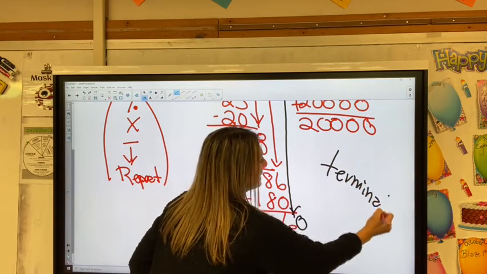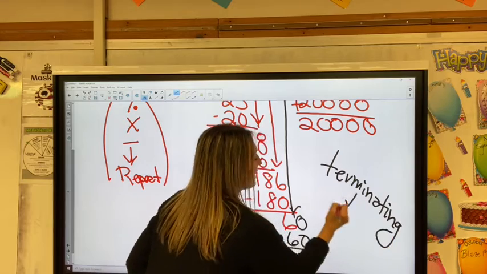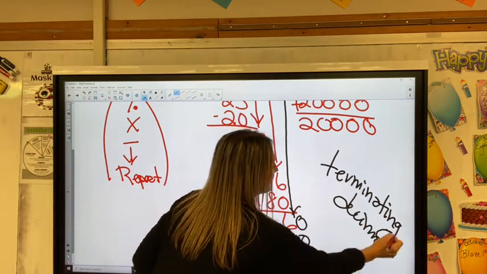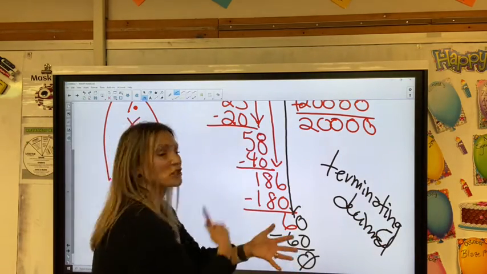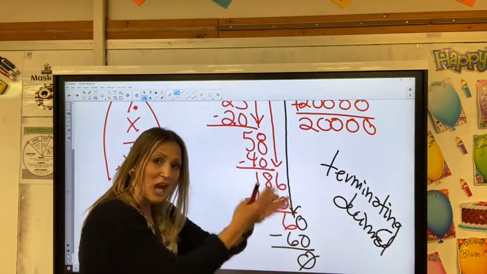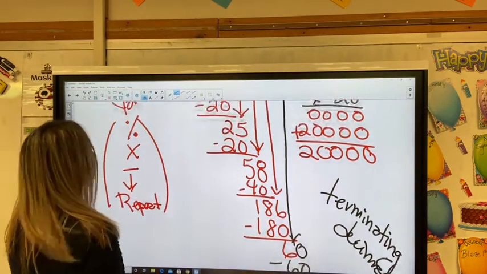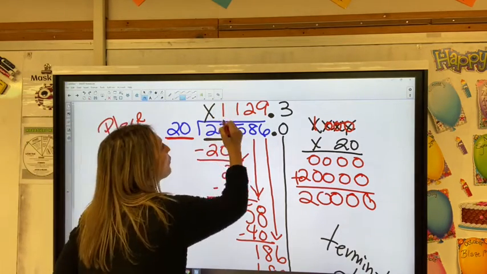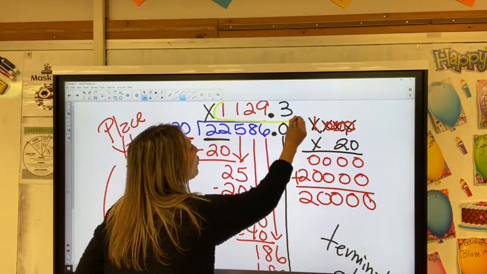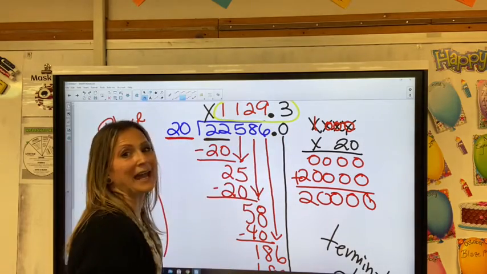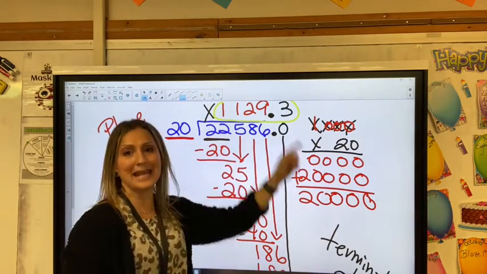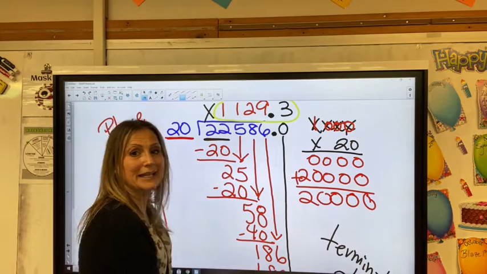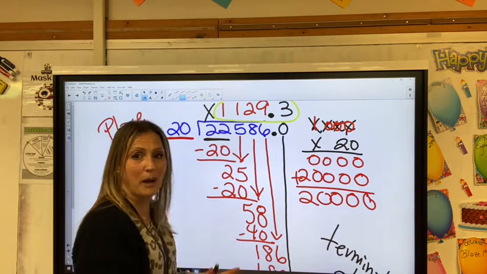Terminating decimal. That means, 6th graders, that my division comes to a 0. I've stopped. I've gone as far as I can go. I know my answer must be 1,129 and 3/10. And now I've completed my long division problem.